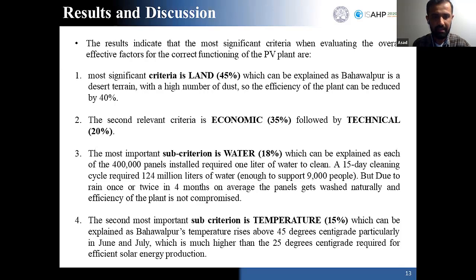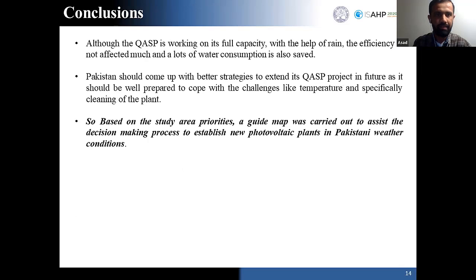And the second most important sub-criteria is the temperature. For the months of June and July, the temperature goes very high, sometimes it crosses 50 degrees as well. So the efficiency of the plant can reduce. Although the Quaid solar plant is working at its full capacity, the efficiency is not affected much.